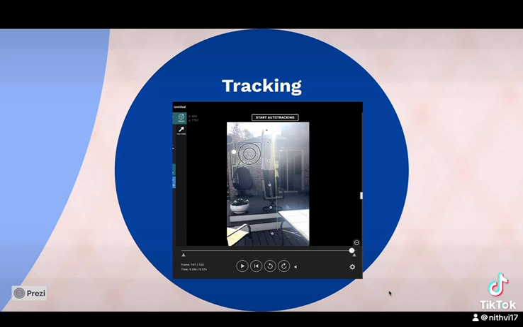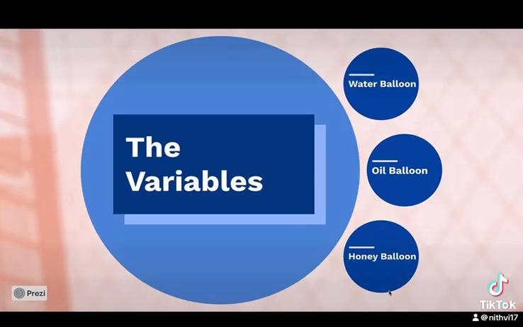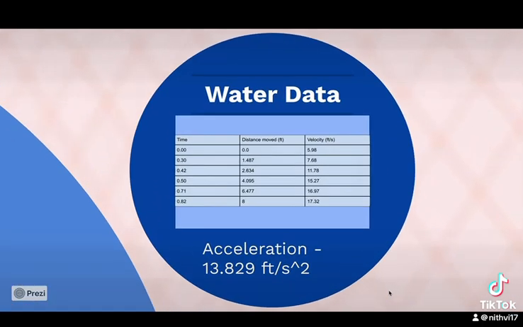For each of these dots, we are given a velocity and a time for the dot, which allowed us to find an acceleration rate for each substance. For the data, we used 3 trials for each substance to maximize the accuracy of the results. In order to average them out, we found the mean time, velocity, and position of each data point for each substance. For the water data, the acceleration rate was found to be 13.829 feet per second squared.